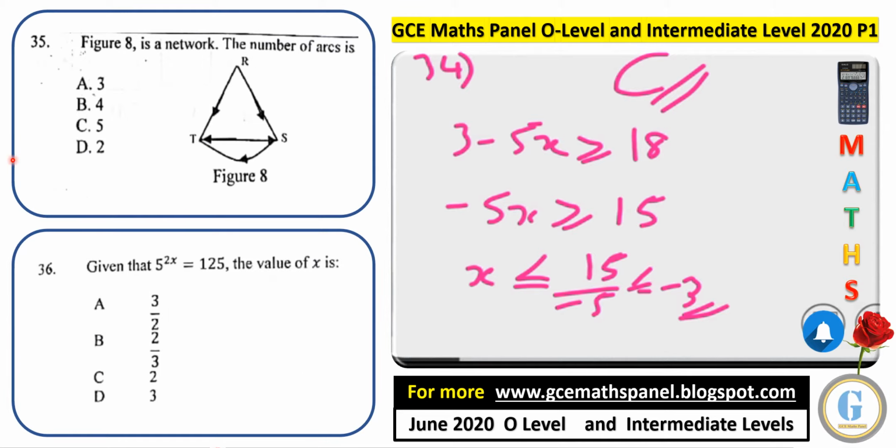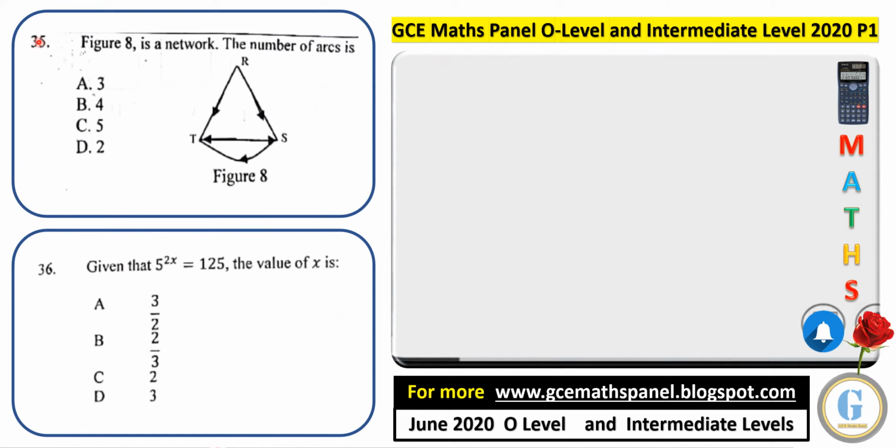Question 35. Figure 8 is a network. The number of arcs just means the number of lines from one point to another. So these are the arcs that we have: R to T, we have RS, we have ST. Though ST has two directions, we count it as just one arc, just that it is bidirectional.